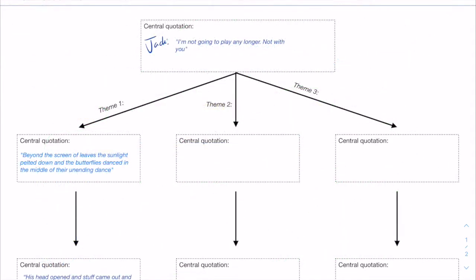Okay, so we have our track and trace activity, and we're just going to start off with one of those questions about that fallout between Ralph and Jack. And we have, Ralph actually, for a moment, wresting control and actually having control, and Jack responding with this statement, "I'm not going to play any longer, not with you." So we have established the division between the boys.